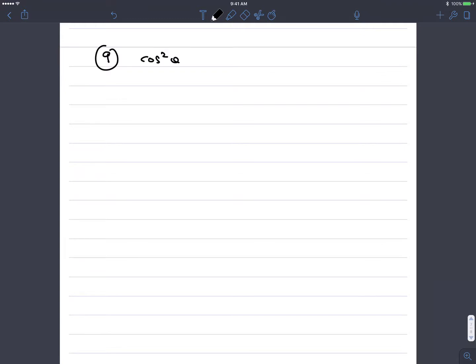I'm thinking ahead, multitasking. Cosine squared theta minus 3 sine theta is what? Is 1. They want us to solve for theta.